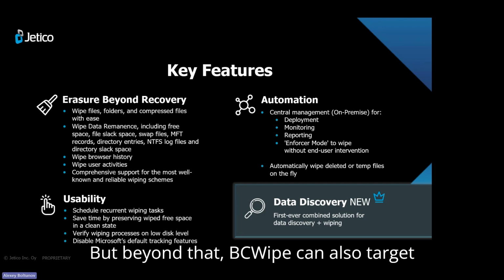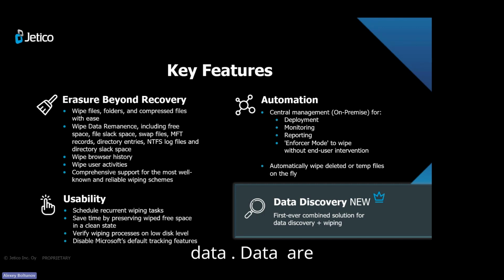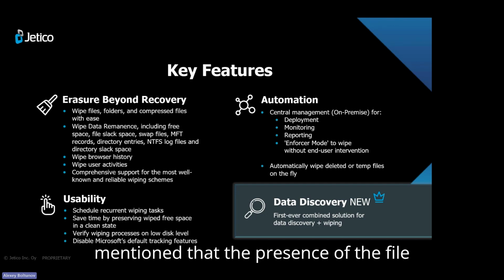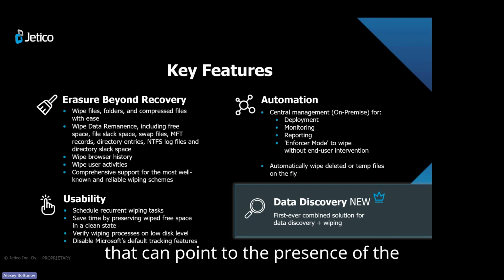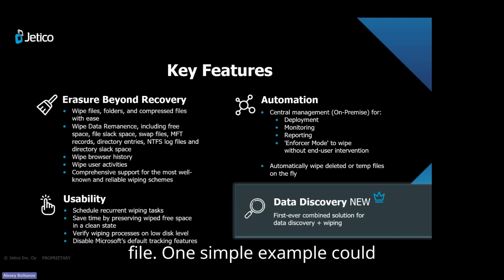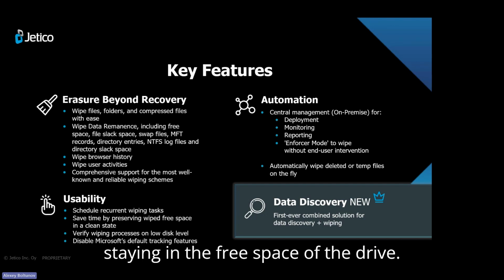But beyond that, BCWipe can also target data remnants. Data remnants are those traces of files that remain in the operating system that can point to the presence of the file. One simple example could be the leftover of the file staying in the free space of the drive.